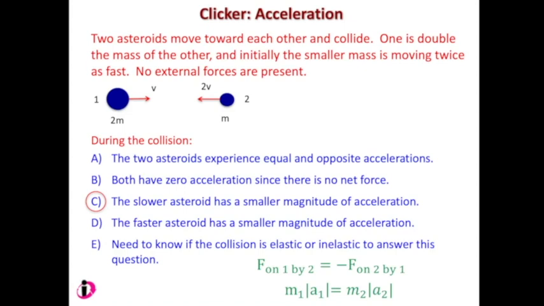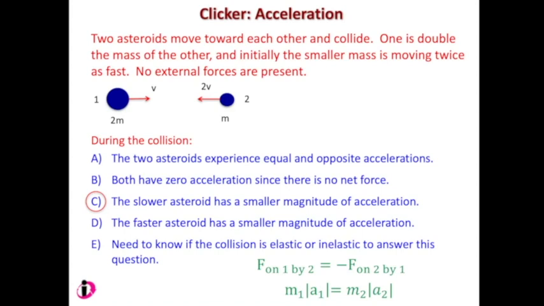Now, once we have this, we know that m1 is greater than m2, right? m1 is twice m2. And if that's true, and these two things are equal, then a1 has to be smaller than a2, right? In order for this equality to hold, if m1 is bigger, then a1 has to be smaller, which is exactly what C says. The slower asteroid, which is m1, has a smaller magnitude of acceleration. And so that is true.